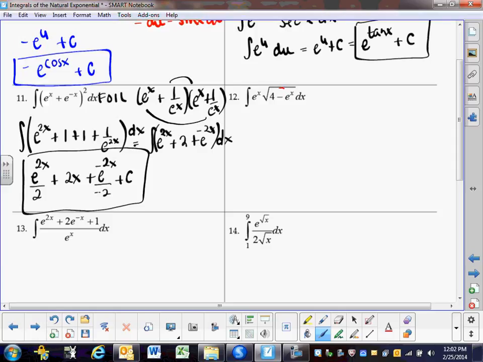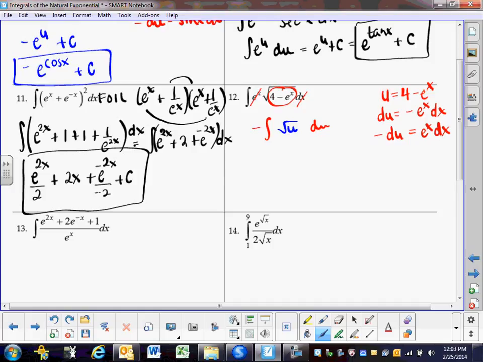Okay, for the next one, e is inside of something else, which means the outside function is not e. The outside function is the square root. So our u is going to be 4 minus e to the x. So du is negative, and then the derivative of e to the x is e to the x dx. So negative du is going to be substituted for e to the x dx.